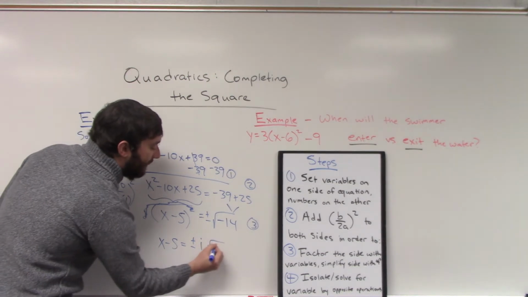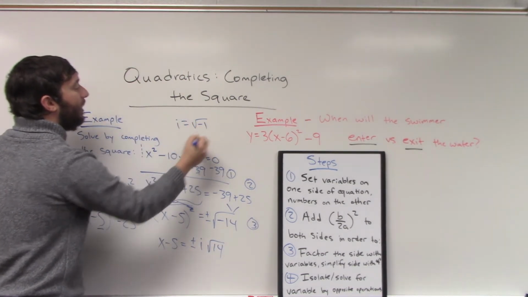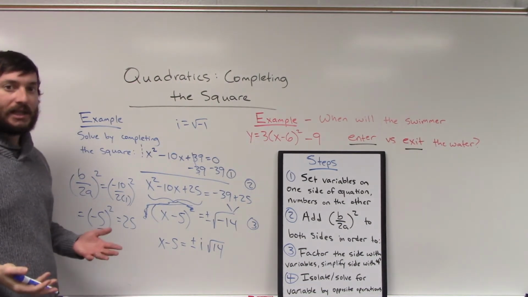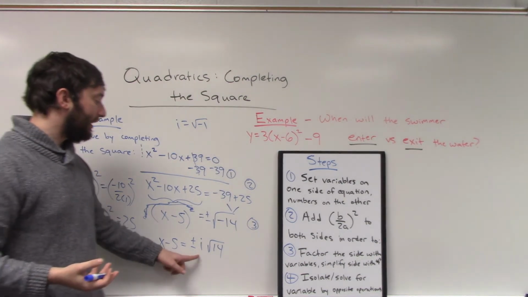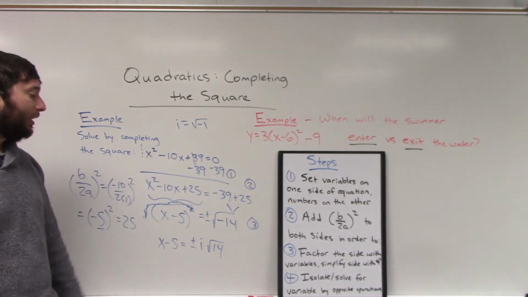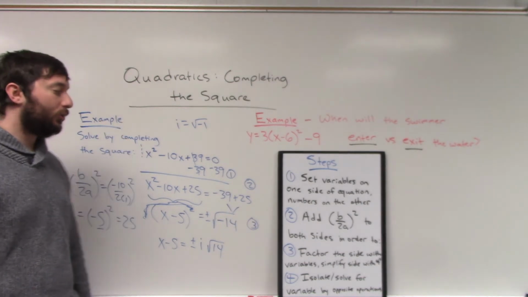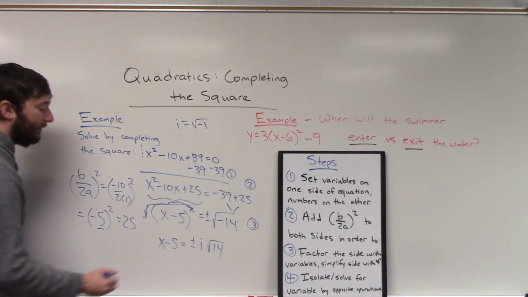Don't forget that i means the square root of negative 1. Whenever we have a square root, and that square root has a negative underneath, we have a complex solution, or I should say a pair of complex solutions. Remember, always a plus and minus symbol. You always have at least 2 complex solutions, never just 1.